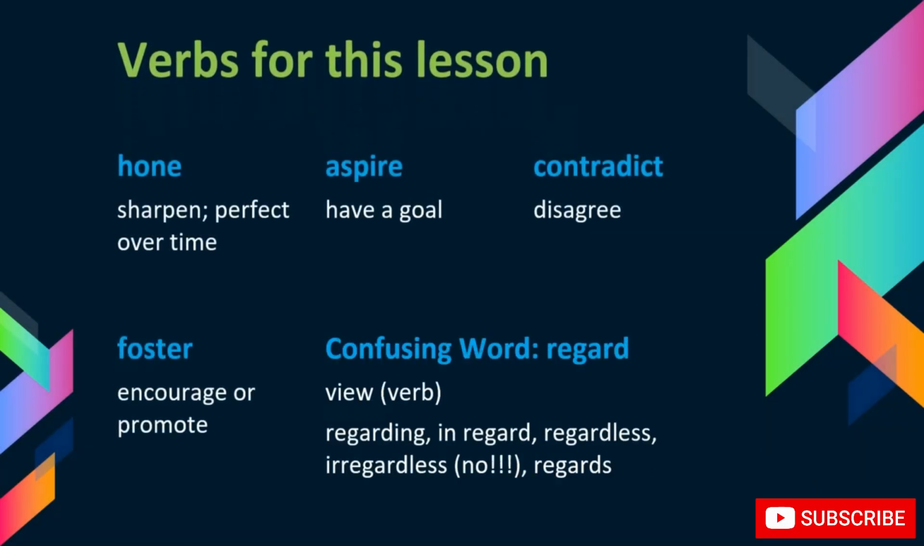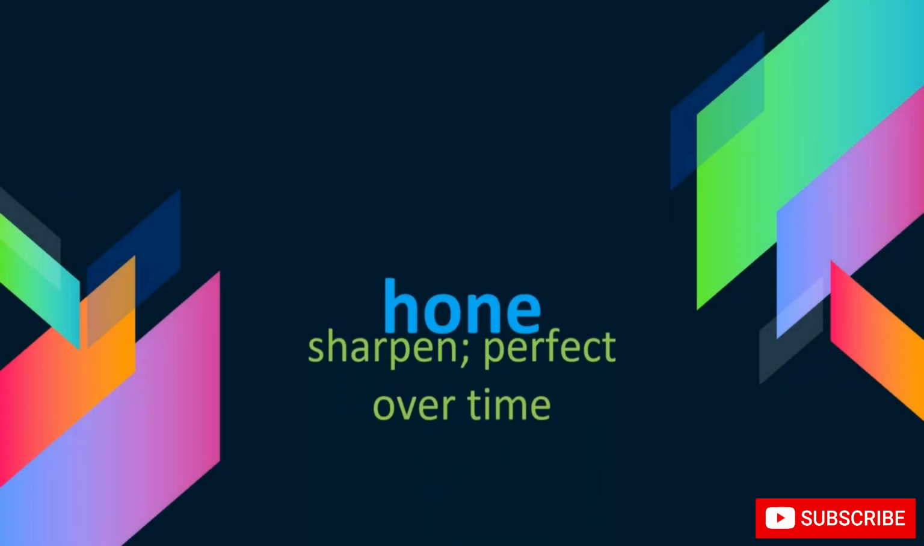Here we are, Lesson 20, the final lesson of Advanced TOEFL Verbs. Let's get things started. Our verbs for this lesson are hone, aspire, contradict, foster, and our confusing word for this lesson, regard, not because the verb regard is confusing, but because you'll see it in so many forms that even native speakers get it wrong, and we'll take a closer look at that at the end of the lesson.